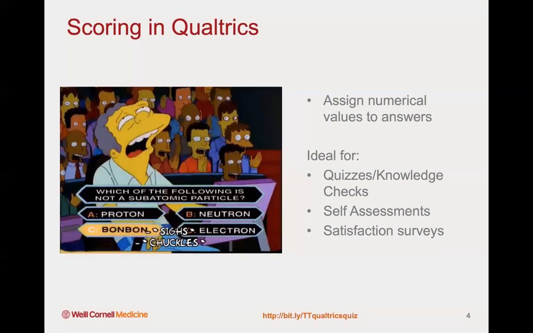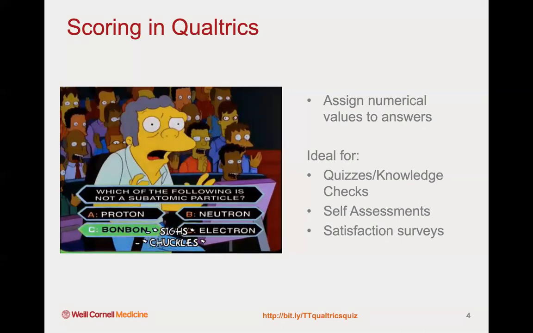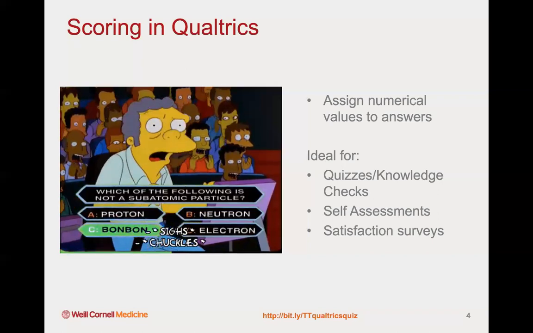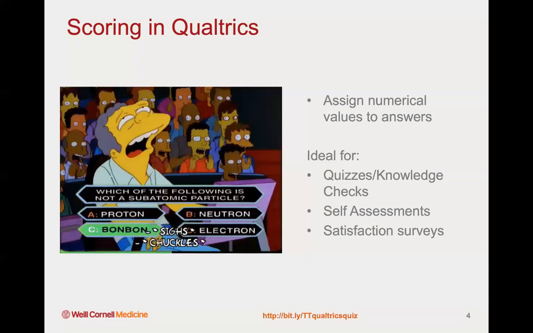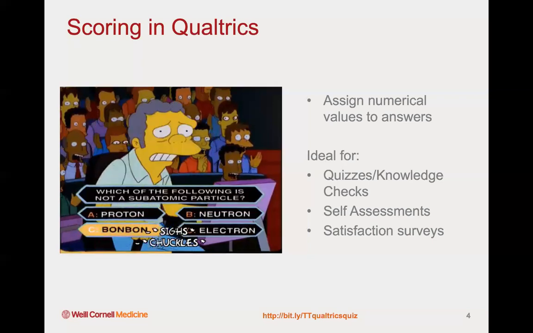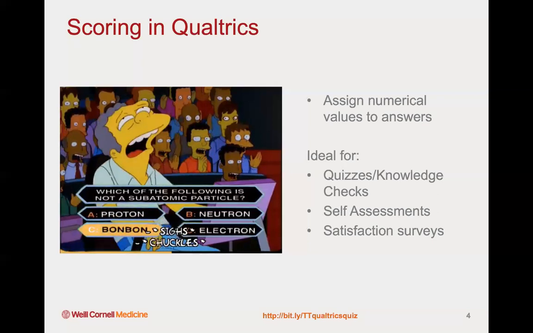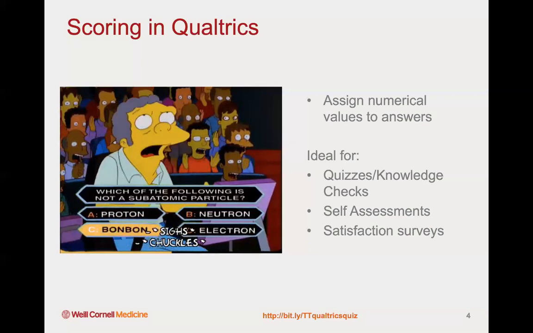And then there's things like customer satisfaction surveys. Let's say a patient goes to your office and you want to know what they thought about their visit. You can do a Qualtrics survey with scoring functionality in it, so that you can take that rating and determine whether that's a good value or not based on a scale that you create.